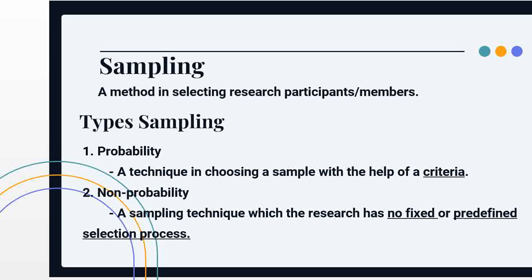Now, when we say non-probability, it is a sampling technique which the researcher has no fixed or predefined selection process. Ibig sabihin naman ito, you're just going to get the sample from your population randomly. Wala kang particular na criteria. Okay? Again, when we say probability sampling, you are giving all the 200 or all of the people in your population the chance to be selected. While doon sa non-probability, meron tayong tinatawag kasi na random and purposive. Well, don't you worry because you are going to understand that as we go on.